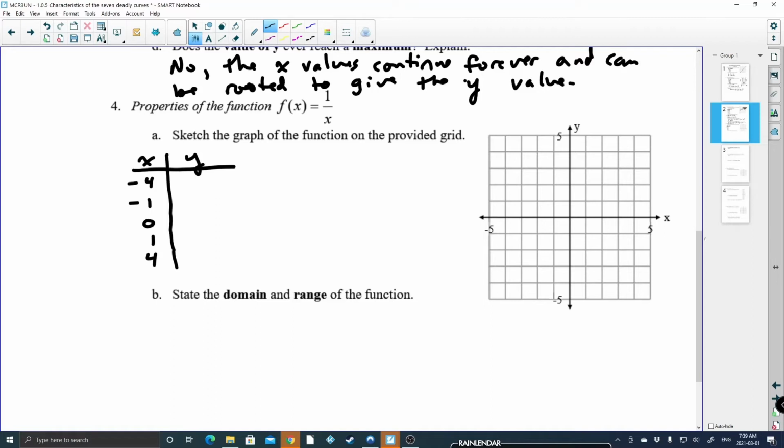If we sub in -4 into 1 over x, that's going to be giving us -0.25, which is a pretty small decimal. If I put -1 into 1 over x, that just gives -1. If I put 0 into 1 over x, I get undefined.